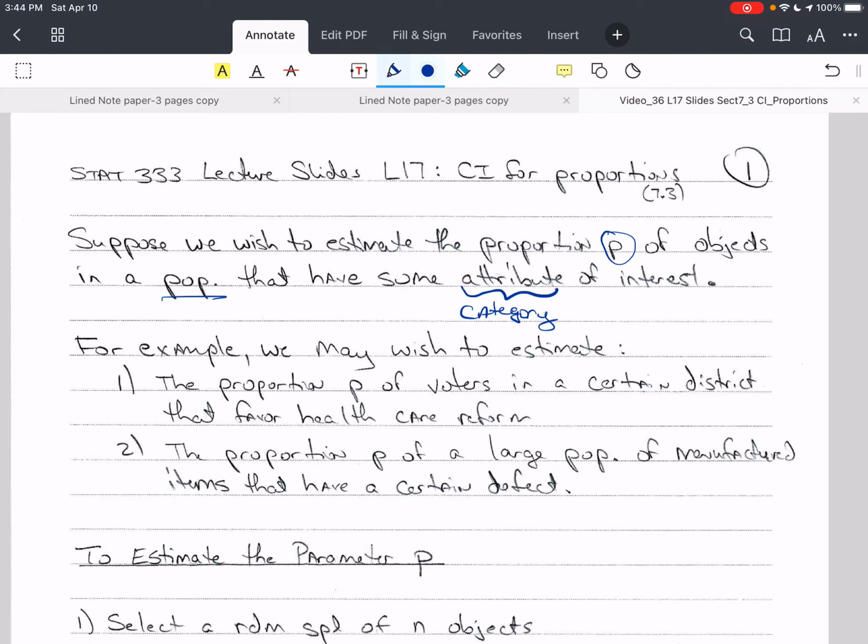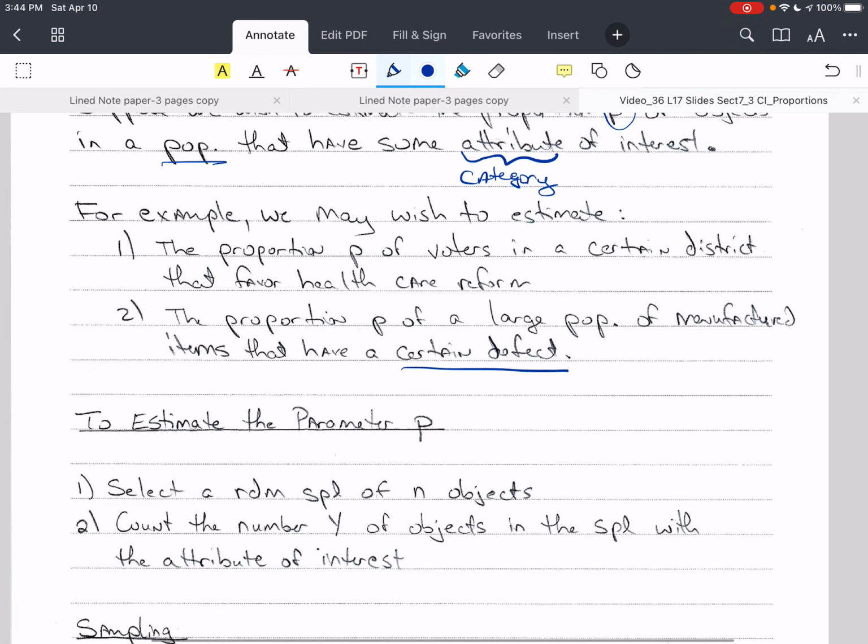All right. So here's an example. We may wish to estimate the proportion P of voters in a certain district that favor health care reform. Or two, the proportion P of a large population of manufactured items that have a certain defect. Again, the items may have several different defects, but we're going to choose one of them and estimate that. So in order to estimate the parameter P, we need to first select a random sample of n objects, and then count the number y of objects in the sample that have the attribute of interest.